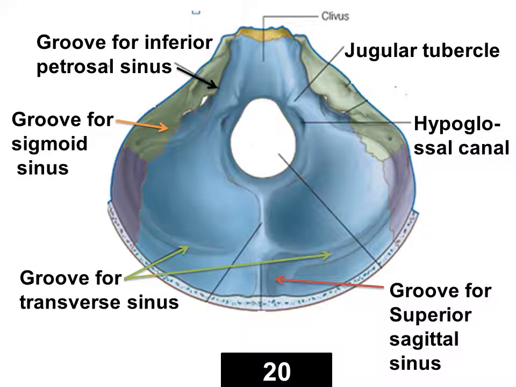Now in this picture you can see the groove for the inferior petrosal sinus, which starts from the apex of the petrous bone, indicated by the black arrow. You can also see the jugular tubercle that we talked about, which is a round elevation on the medial aspect of the jugular foramen, and behind it we have the hypoglossal canal. Then you can see posteriorly, indicated by the green color, the groove for the transverse sinuses, right and left.